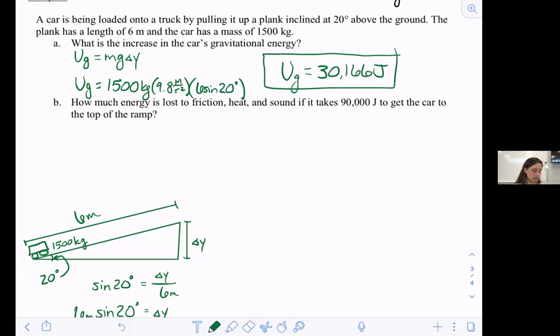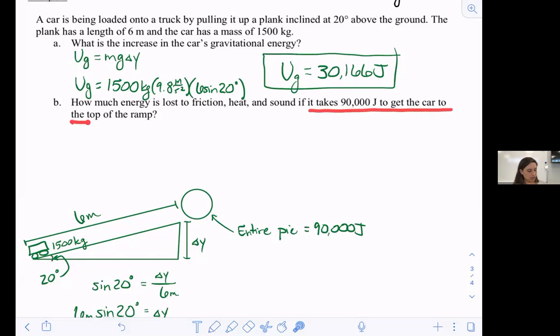Part B, how much energy is lost to friction, heat, and sound if it takes 90,000 joules to get the car to the top of the ramp? Ooh, okay. So I am going to think about this by using a pie. This is why we love the pies. Now here's the deal. I know that this entire pie has to equal 90,000 joules, okay? Because that's what they're trying to tell me right here. It takes 90,000 joules to get the car to the top. So that's how big this pie is.